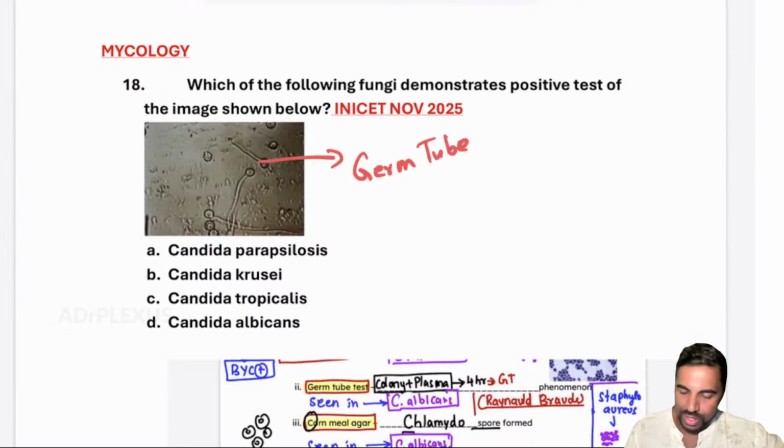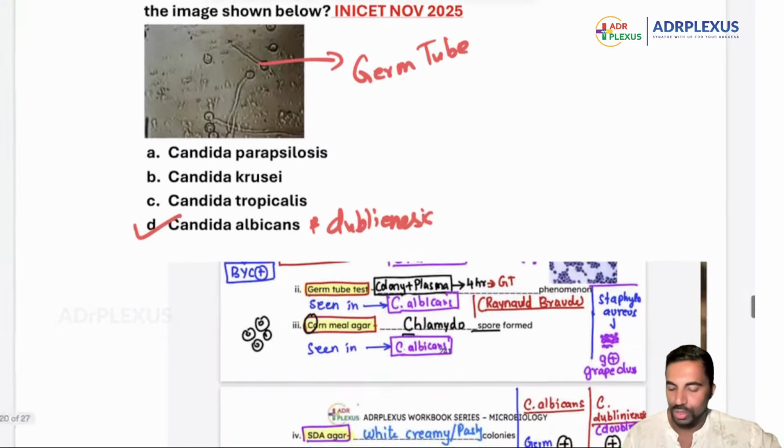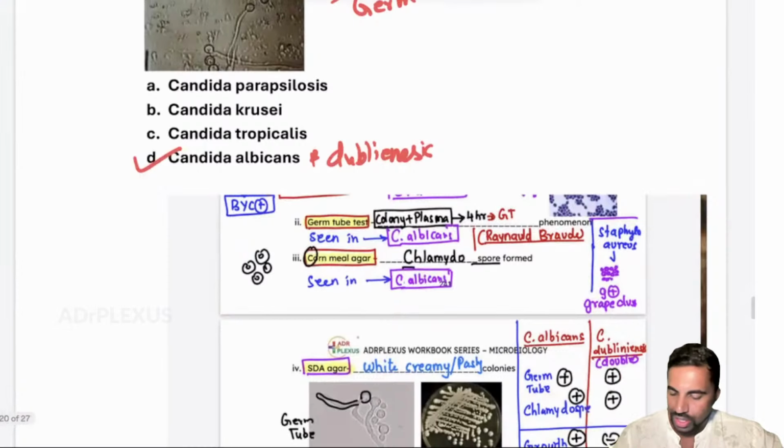So only two organisms: one is Candida albicans and the other one is Candida dubliniensis. Also remember, we discussed how to differentiate both. The other name for the germ tube test is the Reynolds-Braude phenomenon. It's there in your Candida topic.